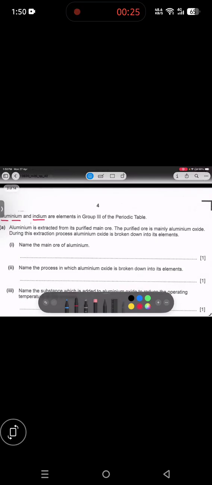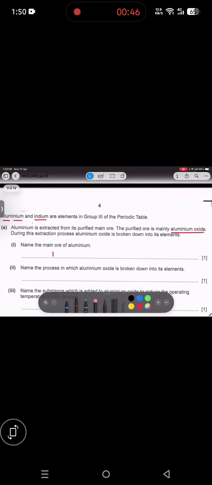Aluminium is extracted from the purified main ore. The purified ore is mainly aluminium oxide. It mainly consists of aluminium oxide. During this extraction process, aluminium oxide is broken down into its elements. Name the main ore of aluminium. So the main ore is bauxite here.